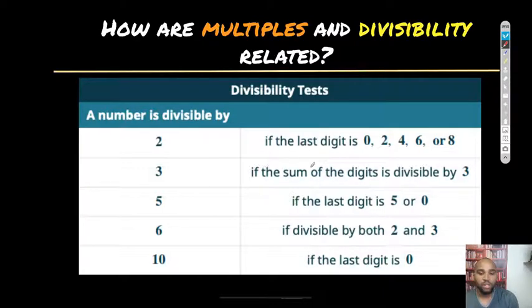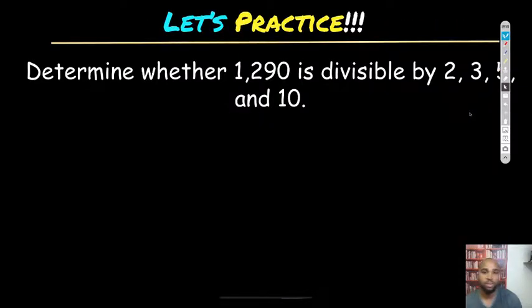For 3, if the sum of the digits is divisible by 3, then the number is divisible by 3. For 5, if the last digit is 5 or 0. For 6, if it's divisible by both 2 and 3. So there's another new rule: it's divisible by 6 if divisible by both 2 and 3. And for 10, if the last digit is 0. So there are some divisibility rules. Let's go ahead and practice this, make sure we got it.